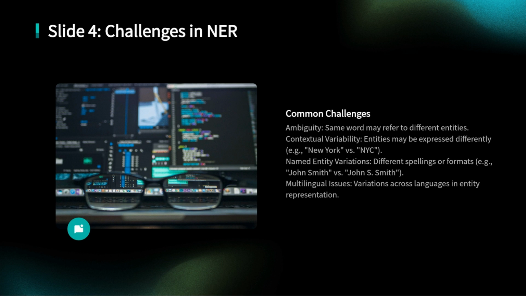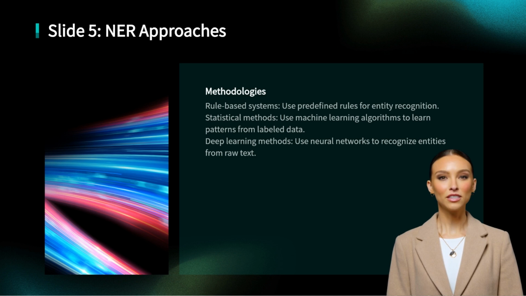NER systems can be categorized based on their approach. Rule-based systems: these systems use a set of manually defined rules to identify named entities. For example, if a word starts with a capital letter and is followed by another capitalized word, the system might tag it as a possible name. While this approach works well for some applications, it is limited by its inability to generalize to new, unseen data.